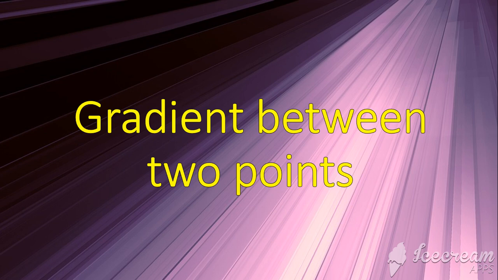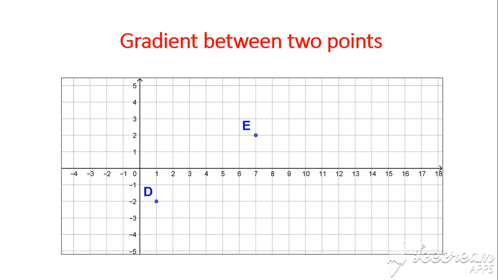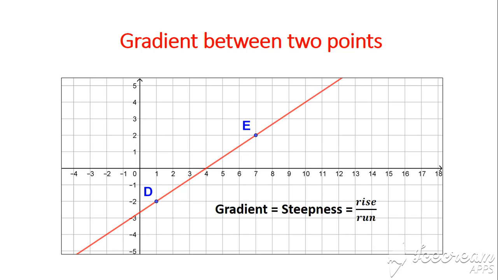In this video we're going to look at how to find the gradient between 2 points. So we're back to our Cartesian plane, our x and our y axis, and we're going to calculate the gradient between 2 given points. The gradient is referred to as how steep the line is, and hopefully in the last few years you've been looking at rise over run.